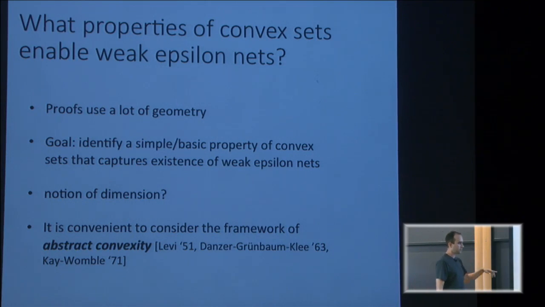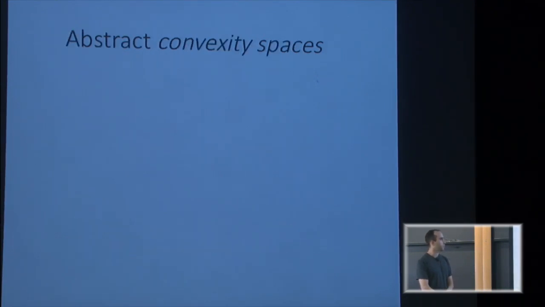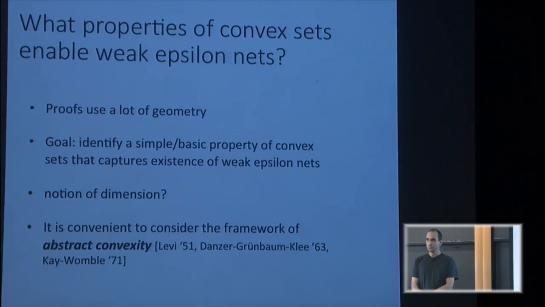And to this end, it's convenient to consider the framework of abstract convexity, which was introduced 80 years ago. So what is abstract convexity? Sorry, in the previous theorem, the existence is constructive? Yes, there are also algorithms for the existence. Yes, so the proofs are constructive.